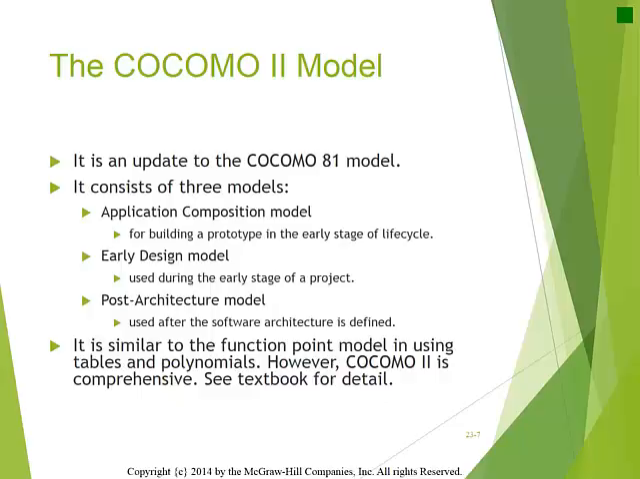COCOMO 2 consists of 3 models. The application composition model is used for building prototypes in the early stage of the lifecycle. The early design model is used during the early stage of a project. The post-architecture model is used after the software architecture has been defined. COCOMO 2 is a comprehensive system that is detailed in the textbook.